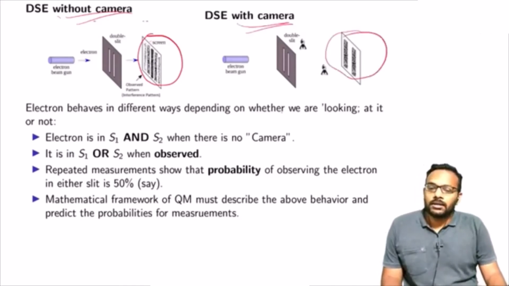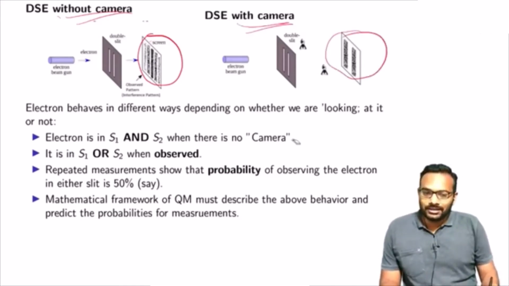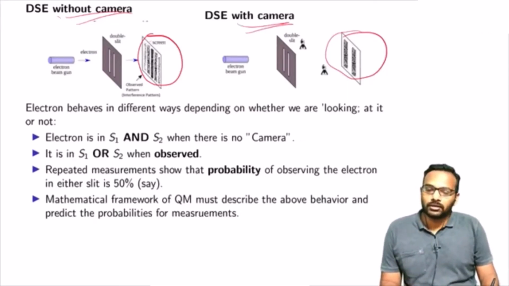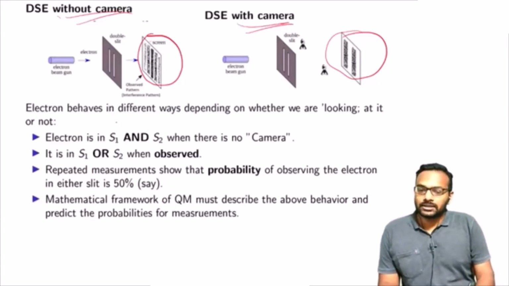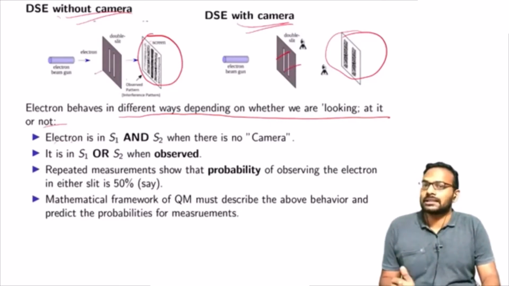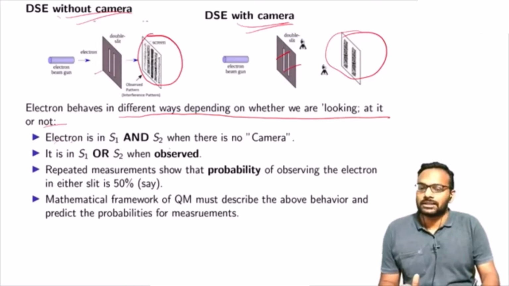Okay, all right. So we'll again make notes here. We have done an experiment, and this is the kind of behavior that we have to describe using our mathematical framework. So this is what we said. The electron behaves in different ways depending on whether we are looking at it or not. If you have a camera here, it behaves nicely and it either goes to slit 1 or to slit 2. No problem. If you are not looking at it, it behaves weirdly and goes through both slits at the same time, giving you the interference pattern.